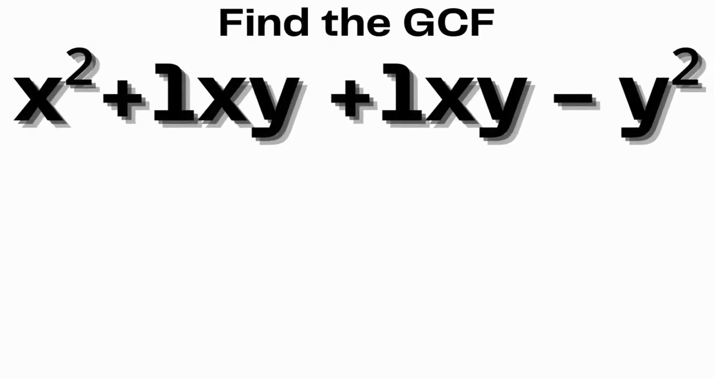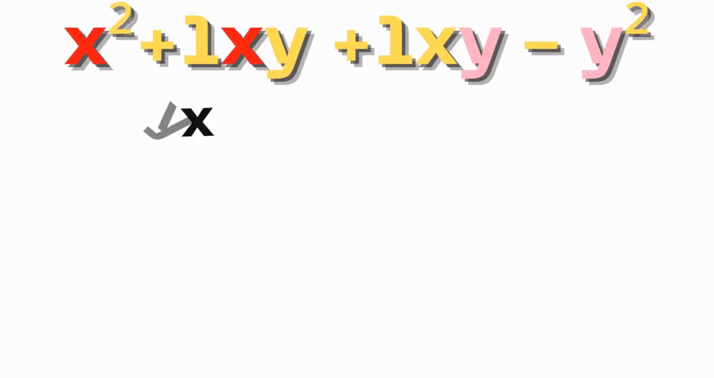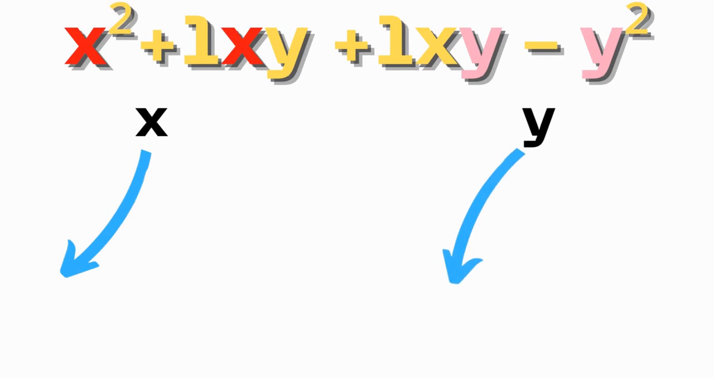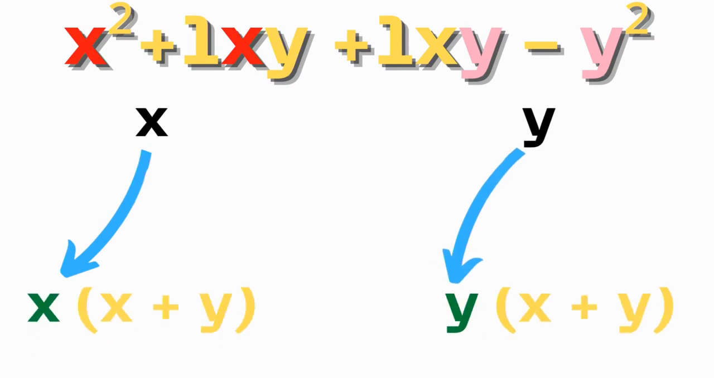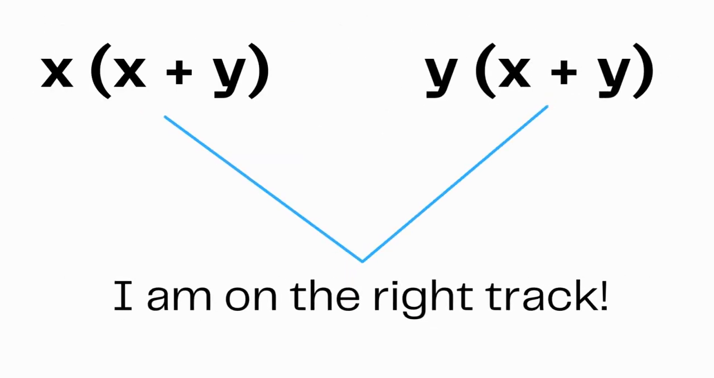With 4 terms, I'm going to find the greatest common factor for the first two terms and for the last two terms, which is x and y. Taking these greatest common factors, I'm going to put them in front, then put the remainder of the two terms in parentheses. If the two enclosed terms are the same, it means I am on the right track.